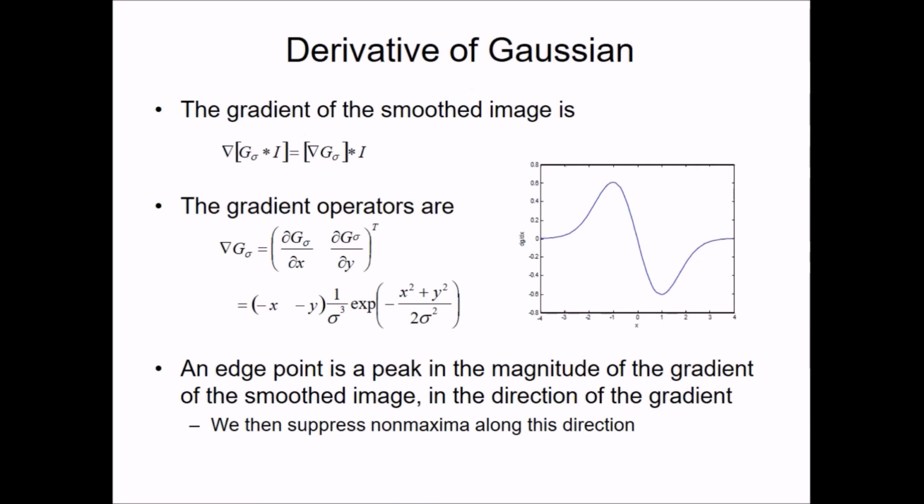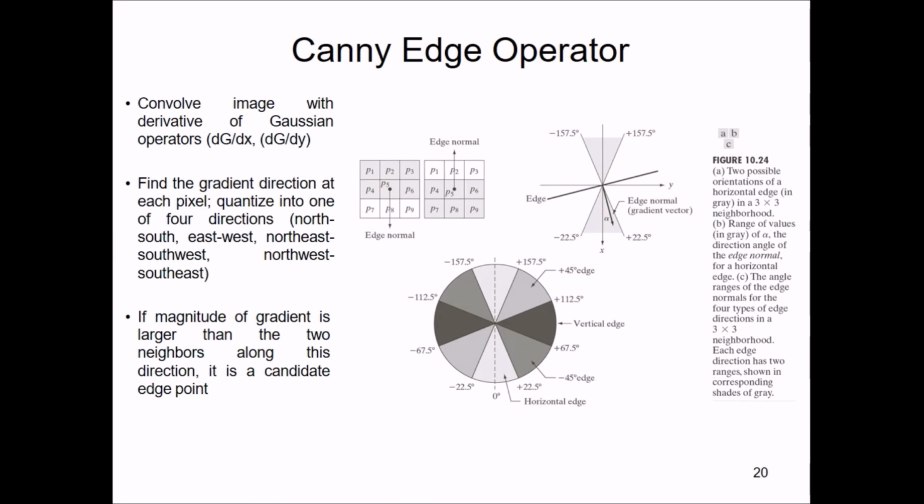So this is the derivative of Gaussian. The gradient of the smooth image is given like this. So the gradient operator is like this, and the graph is seen here. An edge point is a peak in the magnitude of the gradient of the smooth image in the direction of the gradient. So we then suppress non-maxima along this direction, which we have already done. This Canny Edge Operator convolves the image with the derivative of Gaussian operator. So ultimately it is essentially using the Sobel version only.